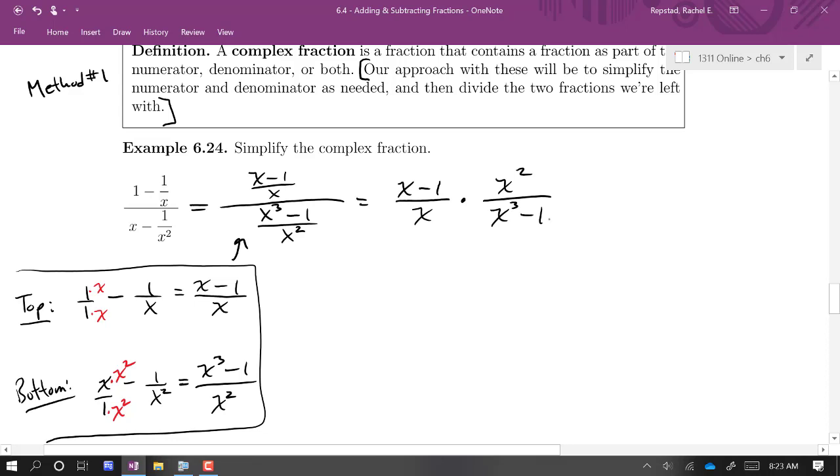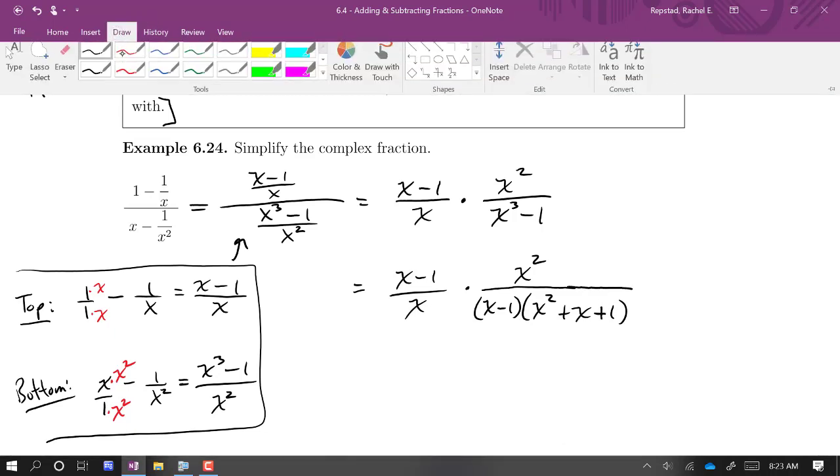Now we've turned it into a multiplication problem. We know how to approach these. We're going to factor and see what cancels. So x minus 1 over x times x squared. There's only one thing here to factor, and that is the difference of cubes here, x cubed minus 1. So this is x minus 1 times x squared plus x plus 1.